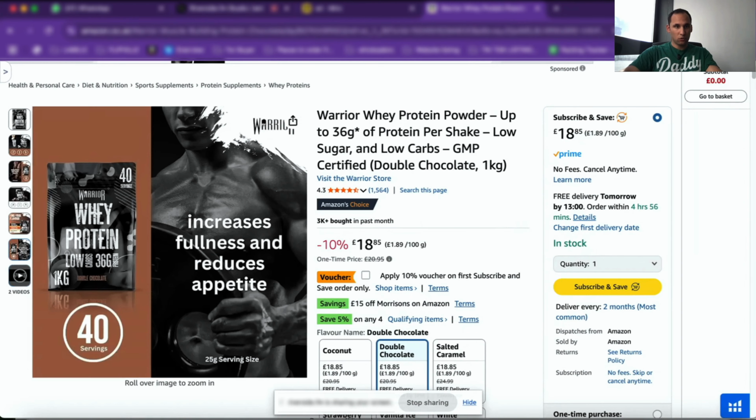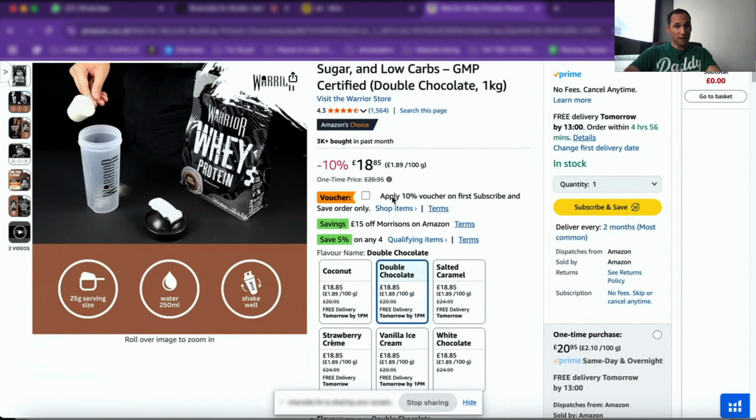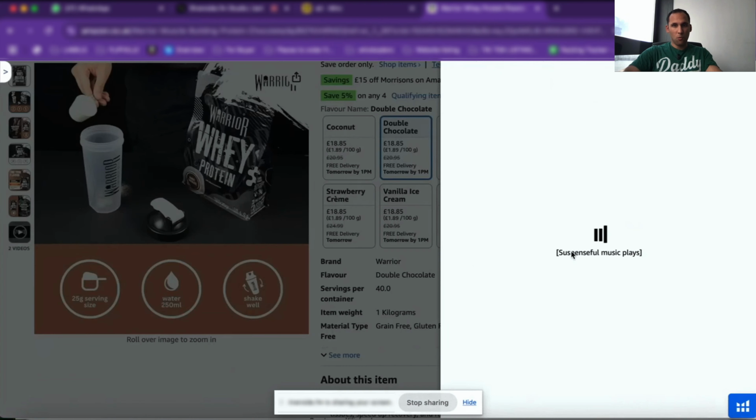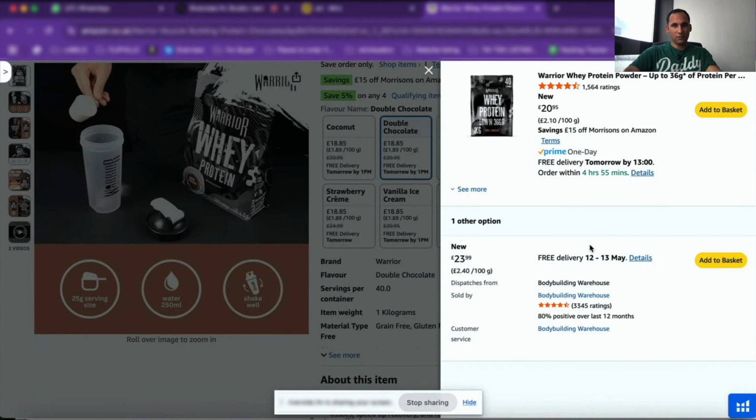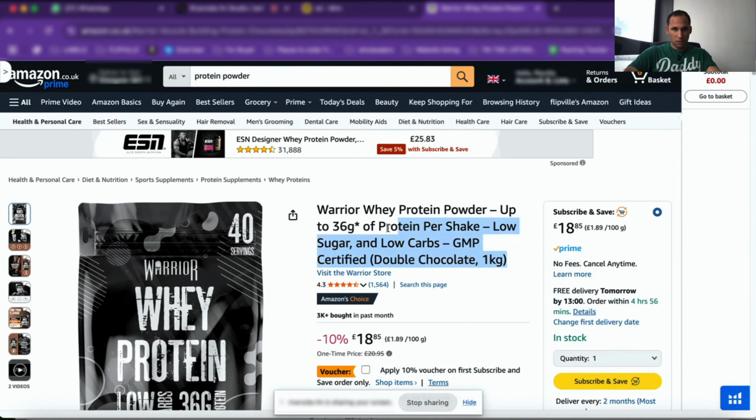You can see they have 2 videos and 1, 2, 3, 4, 5, 6 images. That's very good. They've applied vouchers. Smart. Very smart. This is getting sold by Amazon, so most likely they have a vendor account, and also see there's a reseller. The images are not bad. Let's see now the keywords. Warrior Whey protein powder, up to 36 grams of protein per shake, low sugar. Okay. I would put more keywords in here, and I would put more details.